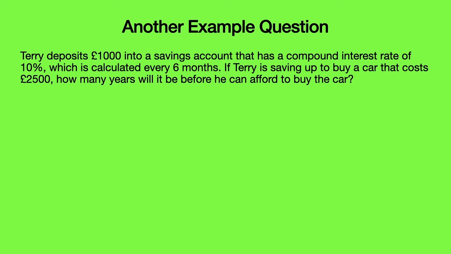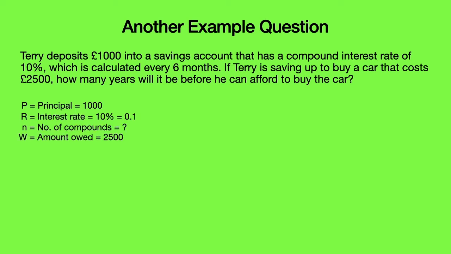If Terry is saving up to buy a car that costs £2,500, how many years will it be before he can afford to buy that car? So in the exact same way that we did the last question, we just start by listing all the information that we have. As you can see here, we do have the value that we're trying to find at the end, but we don't have the number of compounds. That's what we're trying to work out.